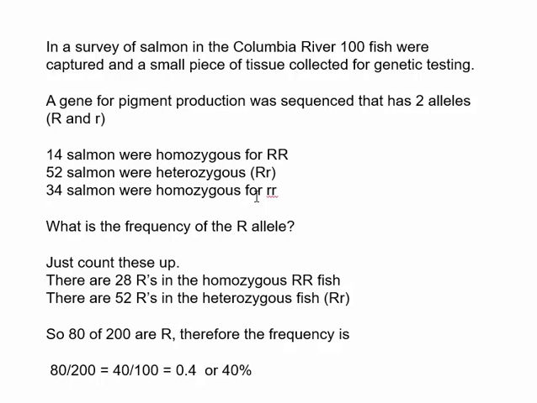In these homozygous little r, there's no big R allele. We don't need to account for those at all. So we just add these up. 28 plus 52 is 80. And remember, there's 200 alleles in 100 salmon. So it's just 80 over 200, which is 0.4 or 40%.